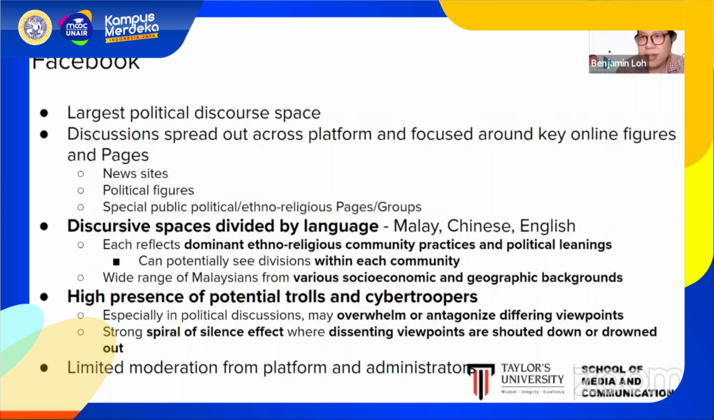And because Facebook is, again, a very open platform, Facebook themselves don't really moderate that much. There's very limited moderation from the platform and even from a lot of the administrators that we see.